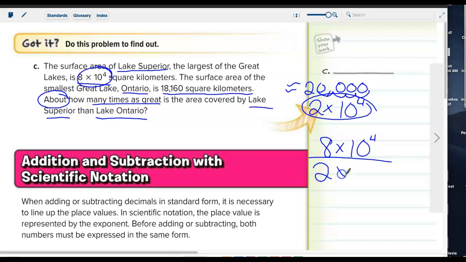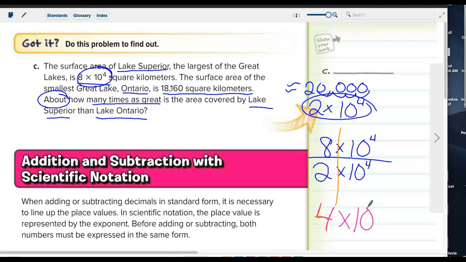Okay. What do I do with my decimals, Michaela? I divide them. So 8 divided by 2 is? 4. Okay, and what do I do with my exponents, Adriana? Subtract. And so what do you get? 10 to the 4 minus 4 is?